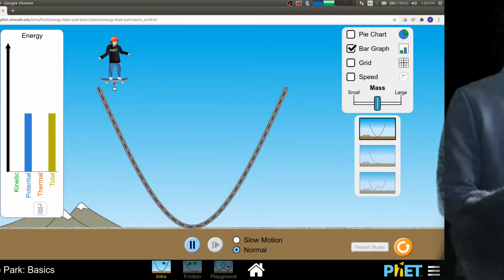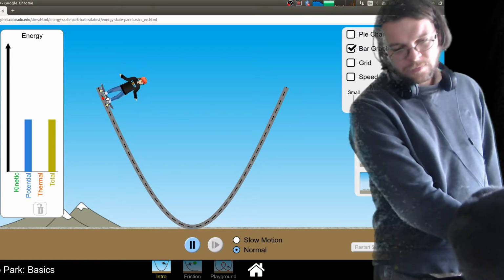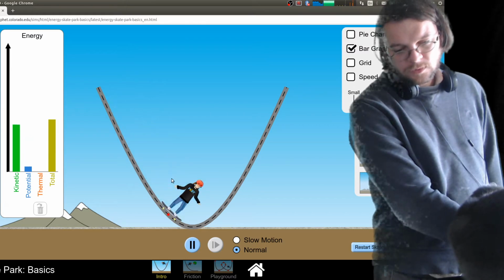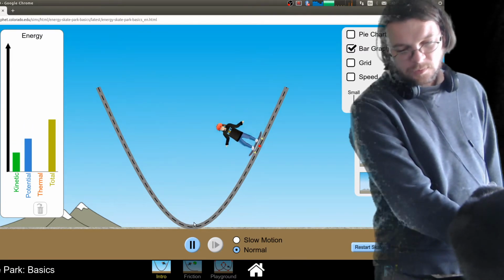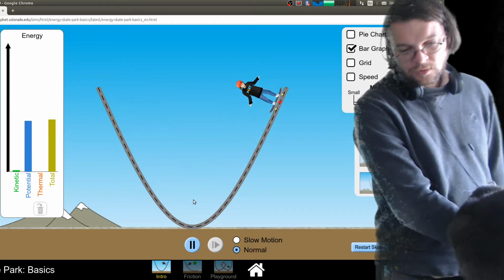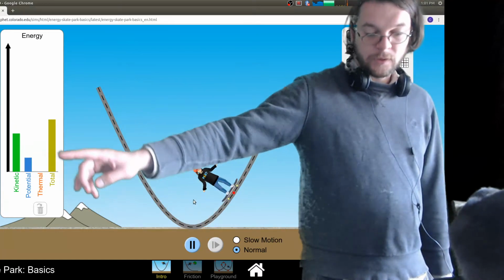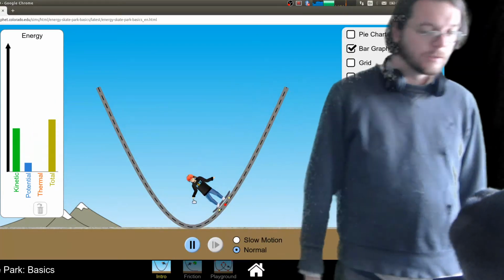So I put the person at the top there, it's all potential, and then as it moves, at the very bottom of the ramp, the potential goes to 0, and all of that energy is transferred to kinetic. The important thing is that if you add both of those together, it adds up to the total energy, and the total energy does not actually decrease.